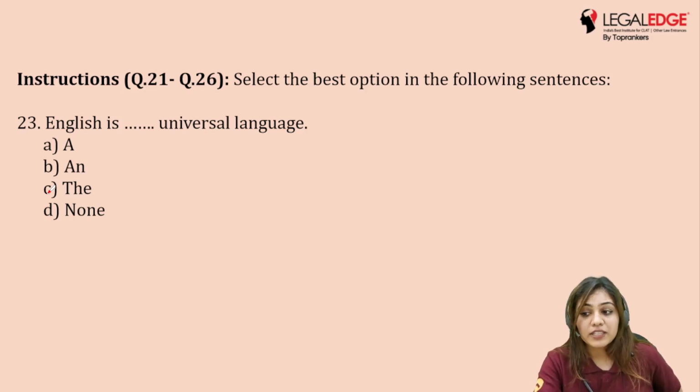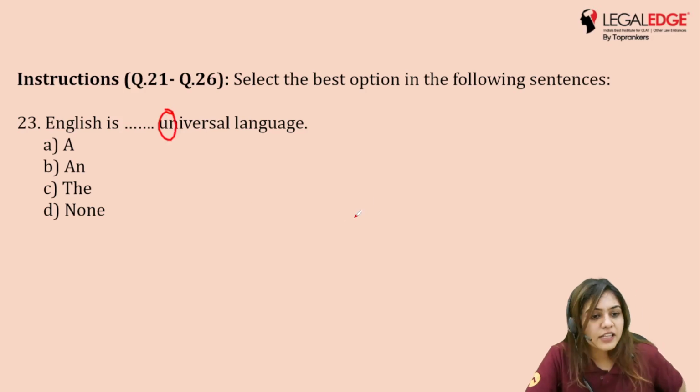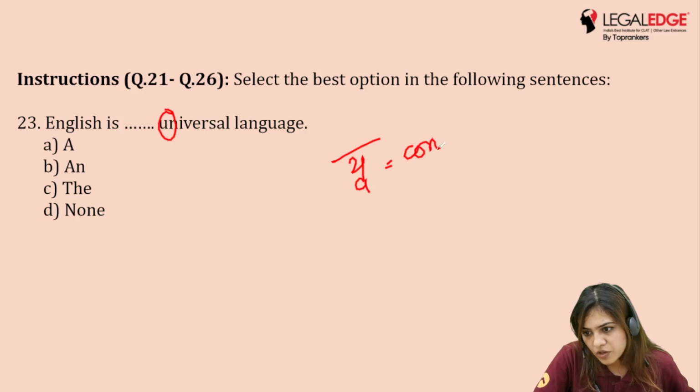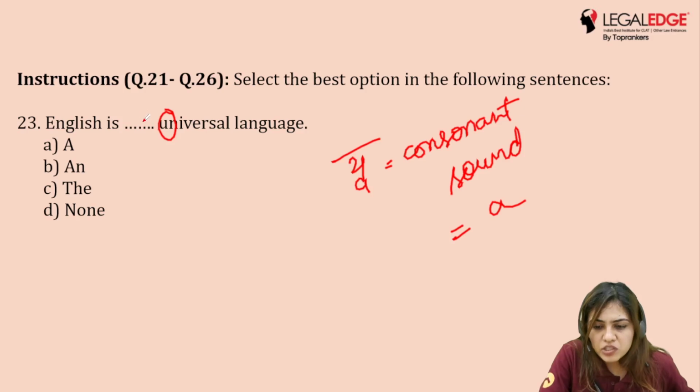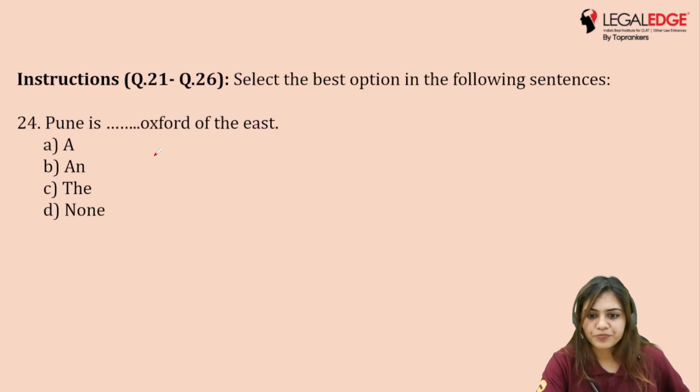Now, English, this is based on articles, by the way. English is dash universal language. What you need to focus on is the pronunciation of the letter U. Although it might apparently give you the idea that it's a vowel, but इसका U का जो sound है वो इस particular word में vowel sound नहीं है. It's a consonant sound. और अगर consonant sound है तो consonants के साथ हम कौन सा article use करते हैं? We use a. So English is a universal language, right? So A should be the answer.